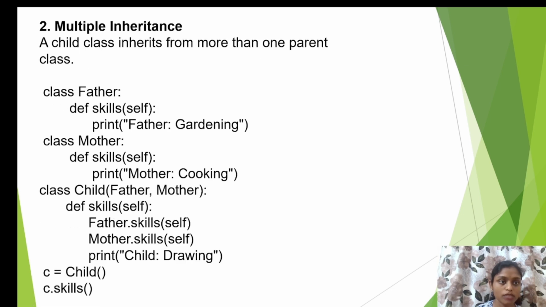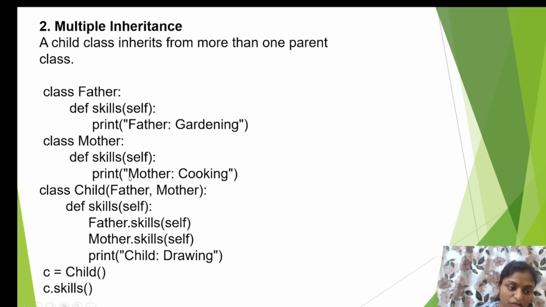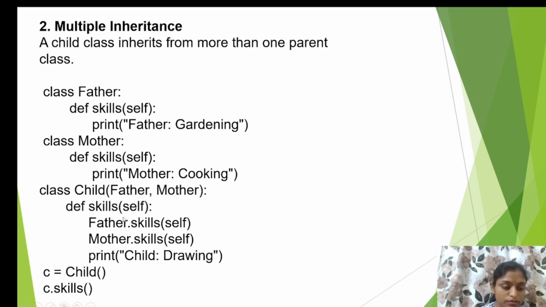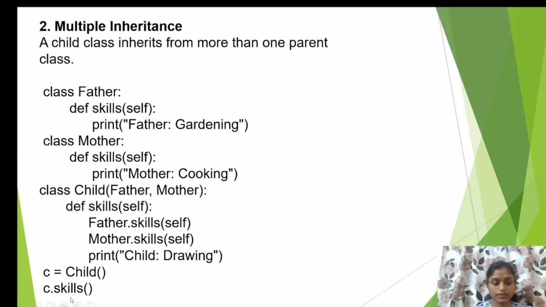Next, entering multiple inheritance. I created a class with the name Father, and here I print father gardening. And next I'm taking a class Mother and printing mother cooking. And next I'm taking a class Child, and the main thing we observe here is that the child class will access both the Father and Mother classes, and here I'm accessing Father.skill(self) and Mother.skill(self). As you know, the dot operator is used to access the object, and here I created c as an object for the class Child and I call the skills.